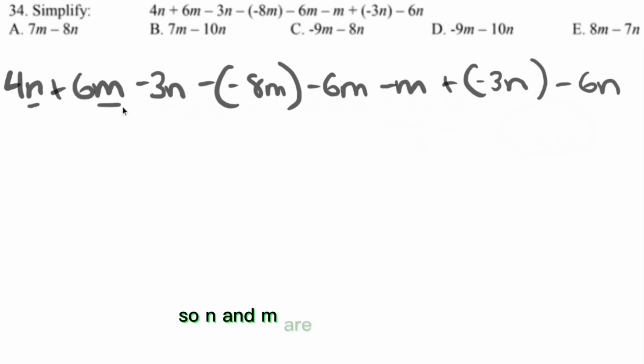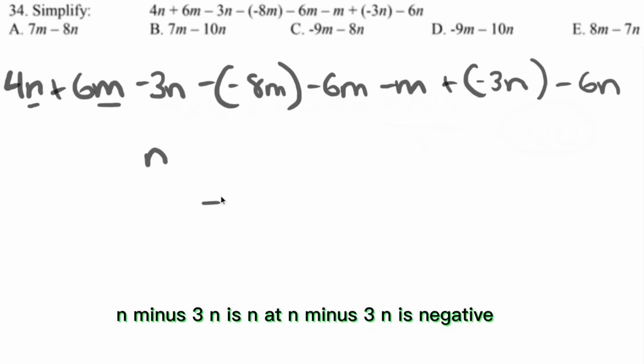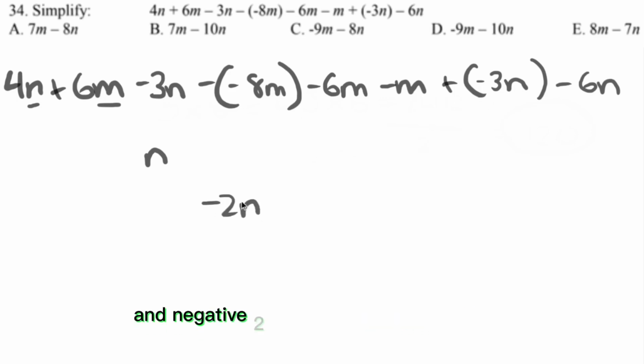So n and m are our like terms in this. So let's solve for n's first. 4n minus 3n is n. n minus 3n is just negative 2n. And negative 2n minus 6n is negative 8n.